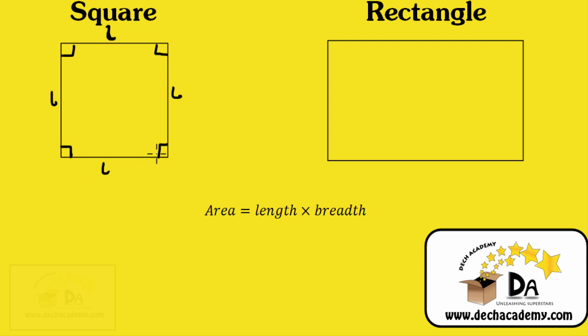In this case, the length times the breadth is the same thing as the length times the length. So the area of a square is simply L squared. If each side has a length of L, the area of a square is equal to L times L, which is L squared.